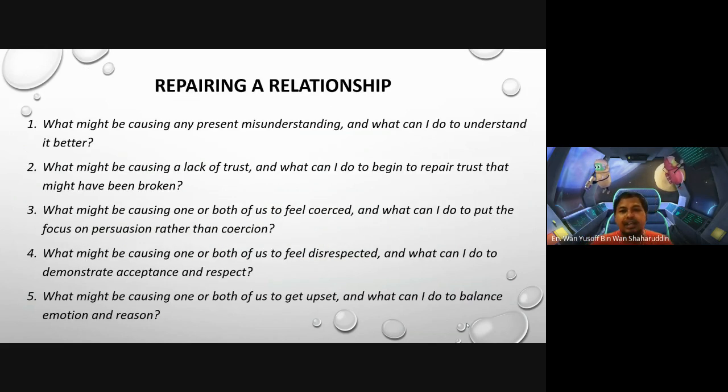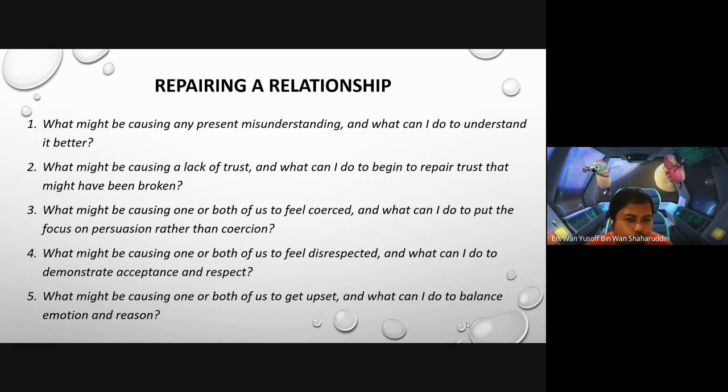When you are repairing a relationship, please ask yourself these 5 questions. What might be causing any present misunderstanding, and what can I do to understand it better? What might be causing a lack of trust, and what can I do to begin to repair trust that might have been broken? What might be causing one or both of us to feel coerced, and what can I do to put the focus on persuasion rather than coercion?